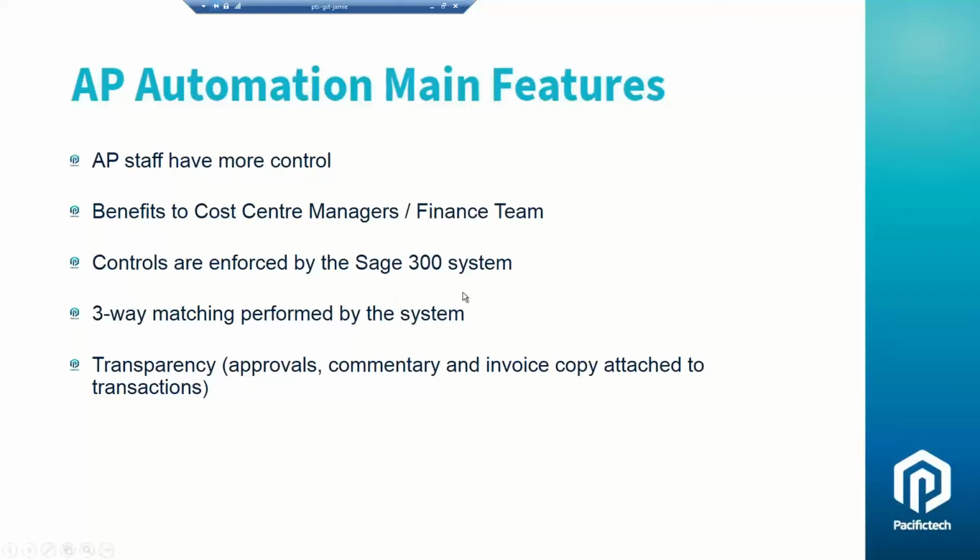And a few other ones, controls are enforced by the Sage 300 system. So that's the three-way matching, and making sure the appropriate people sign off on invoices. The system is making sure that that's happening. It's not able to be bypassed. And also just the whole transparency. So you've got all this information available within Sage 300. So anyone can look at it and see who did the approvals and the comments they made, and look at the PDFs.